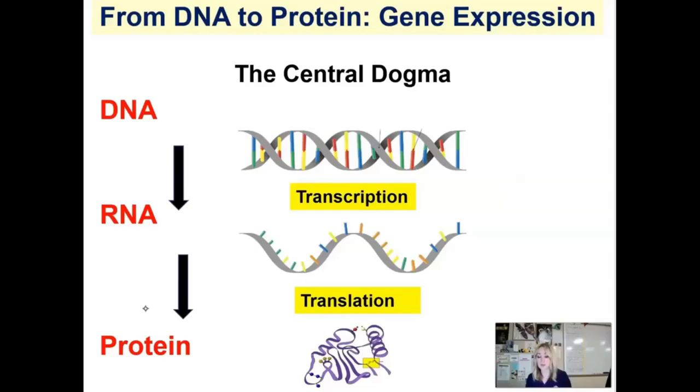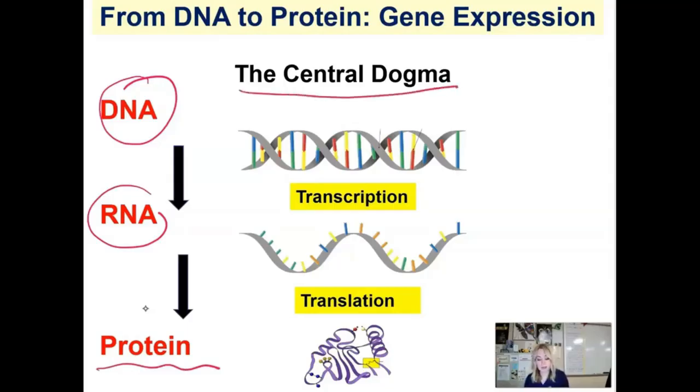So the blueprint of life is actually DNA. DNA is going to be used to synthesize a sister molecule, which is going to be RNA, and then the RNA is going to be used to produce and synthesize a protein. This flow of information from DNA to RNA to protein is what we refer to as central dogma.